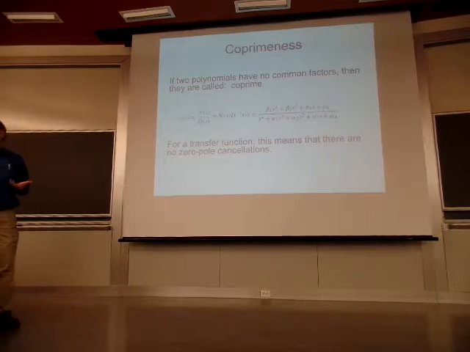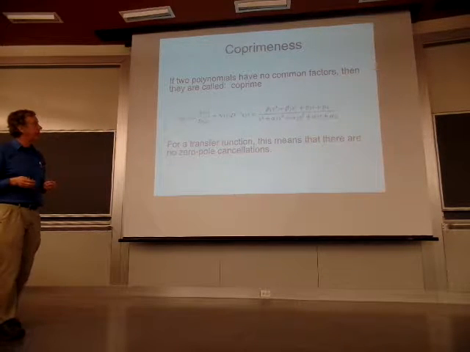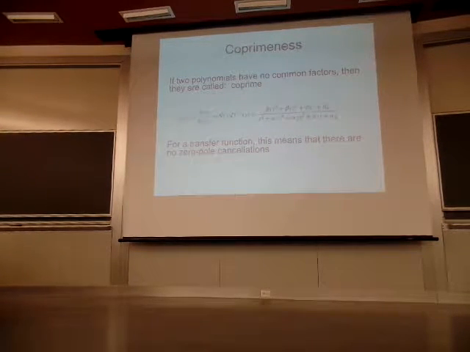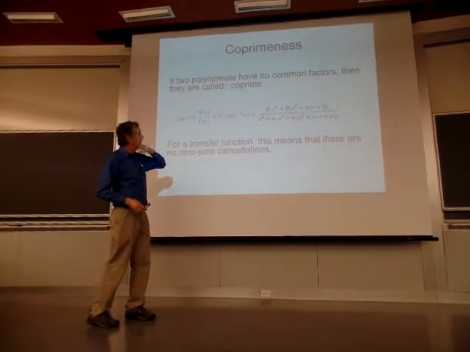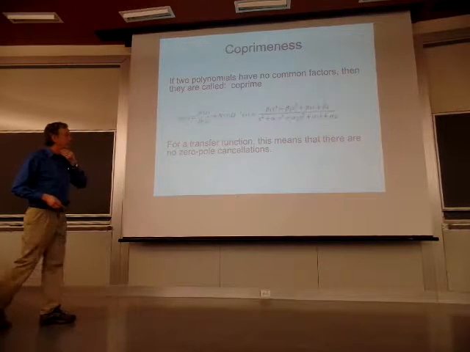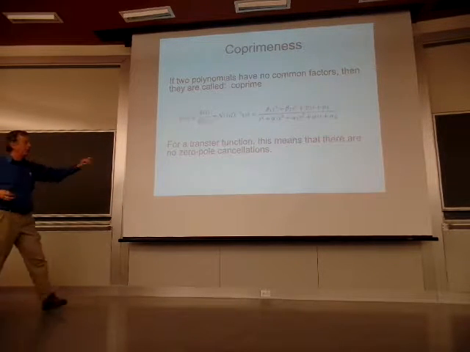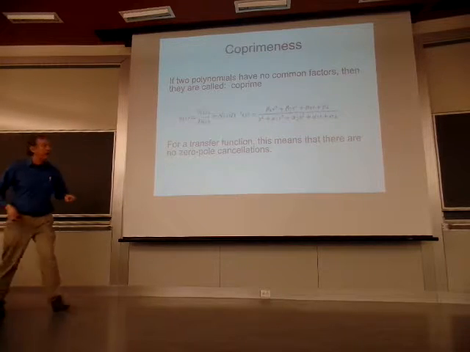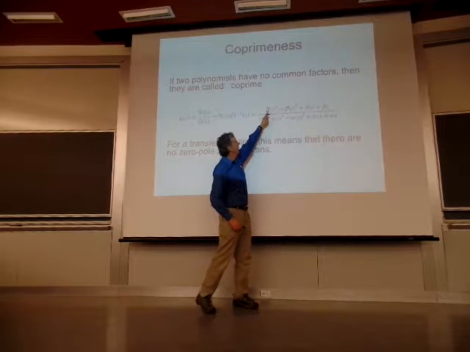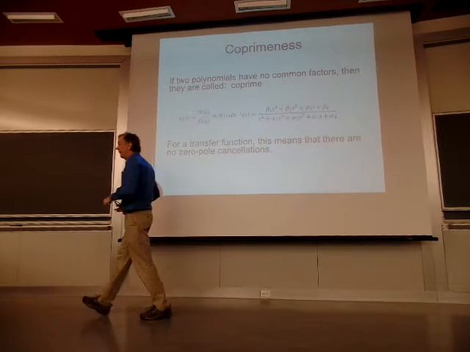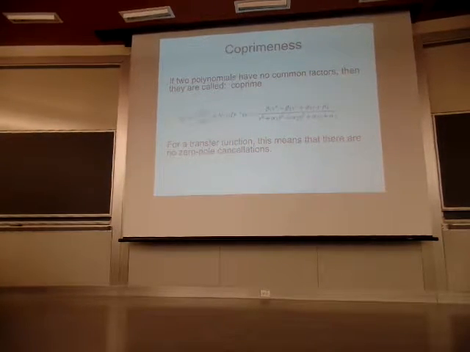And there's a thing called coprimeness. It's a word definition you've got to know. If two polynomials have no common factors, then they're called coprime. That's the basic mathematical definition. For example here, you have a polynomial numerator, polynomial denominator. Usually it means we have no pole-zero cancellations because there's no common root or factor of the numerator and denominator. All right, so what we're going to do is check for coprimeness, and if it's not coprime, what do we do?